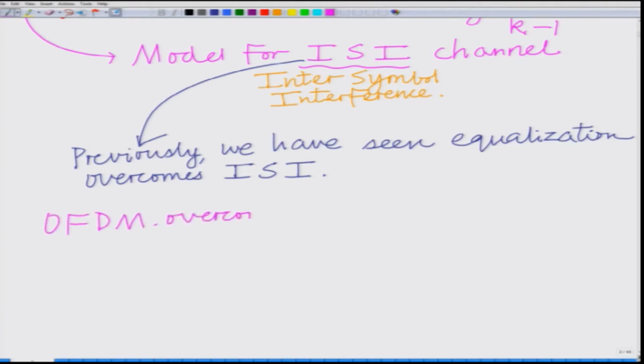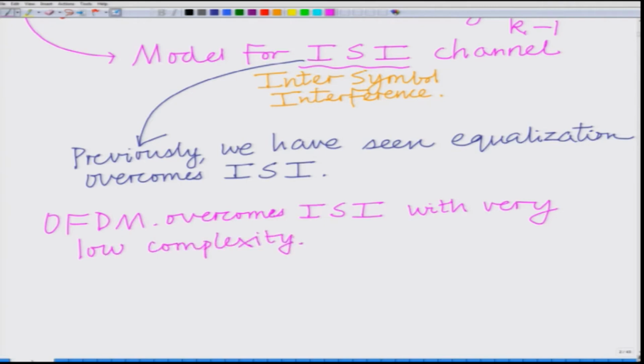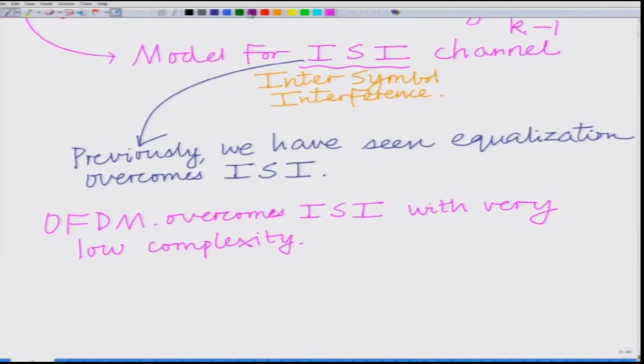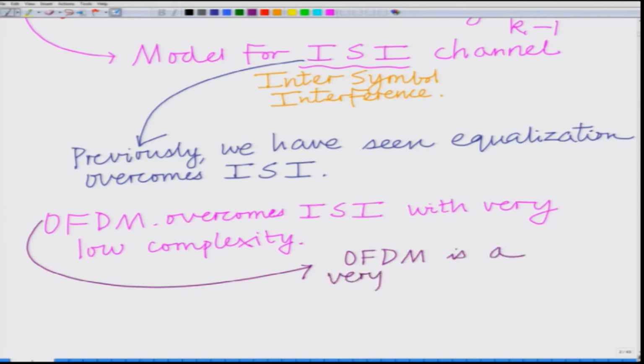OFDM overcomes ISI, and it has many advantages. One is that it overcomes ISI with very low complexity. That is the advantage of orthogonal frequency division multiplexing, that it is a very low complexity, very efficient scheme to overcome the intersymbol interference in the wireless channel. That is what has made OFDM such a cutting edge wireless technology for employment in the various 4G wireless standards such as LTE, WiMAX, and also the Wi-Fi standards that we have talked about.